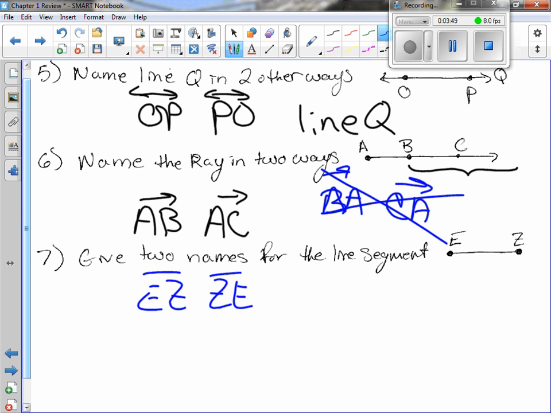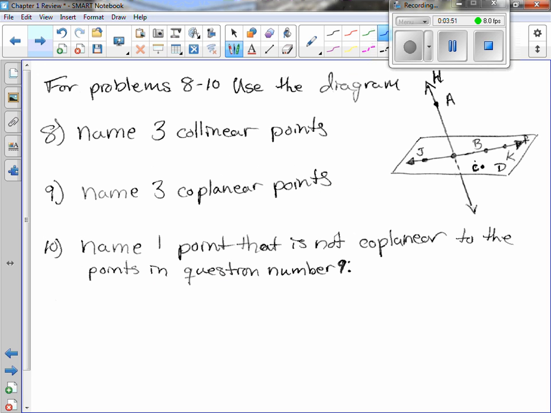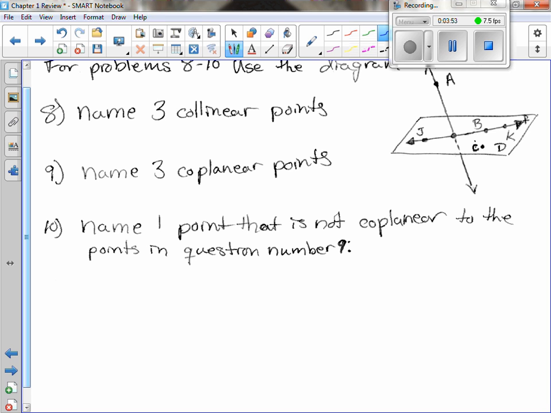All right. Name 3 collinear points. Collinear, J, B, K. It just means 3 points that are on the same line. There's a line right in the word, isn't there? Collinear. It's just talking about a line, the same line. Coplanar. Hey, look, plane. 3 points that are on the same plane.